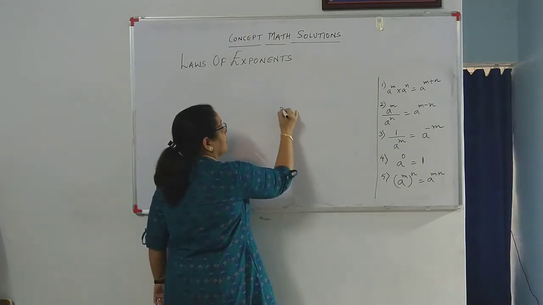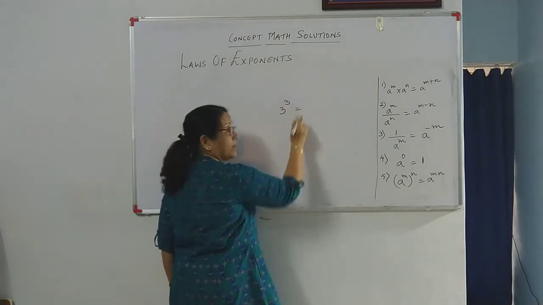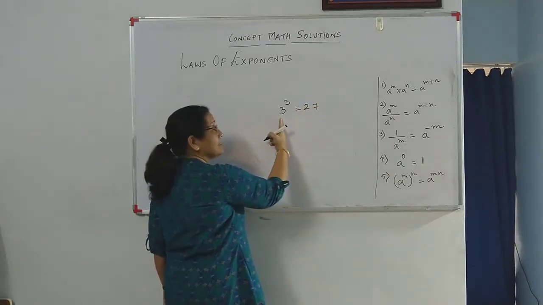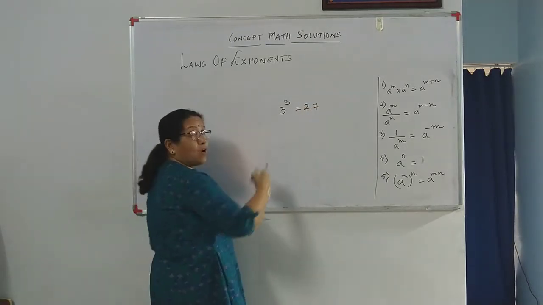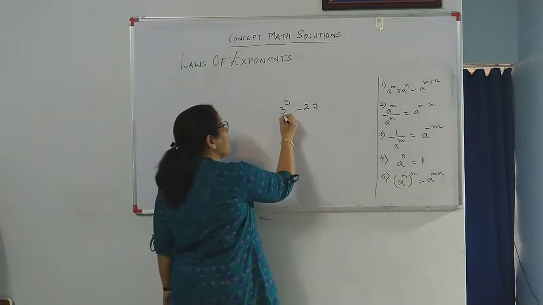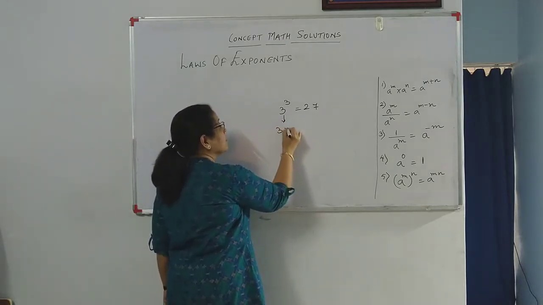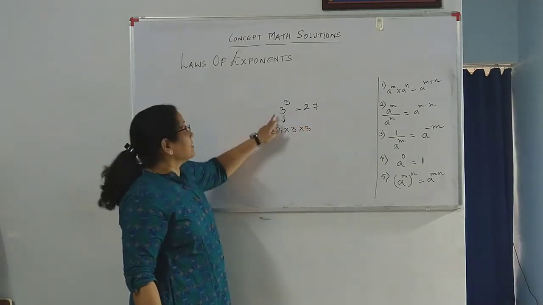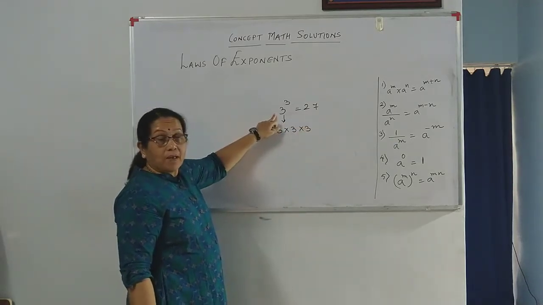Suppose I have 3 to the power 3. We know 3 into 3 into 3 is 27. But this 3 to the power 3 is called exponential form, and this can be converted into product form. So this is product form and this is exponential form, right?